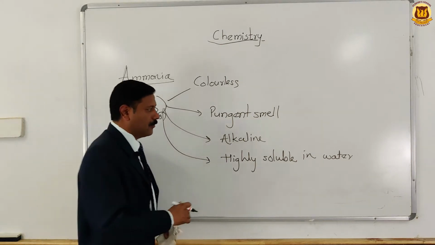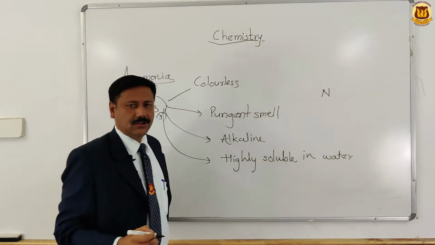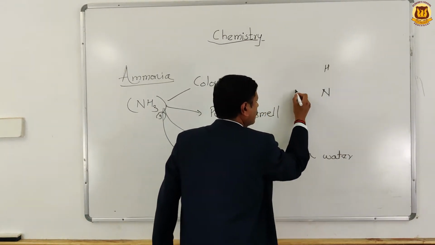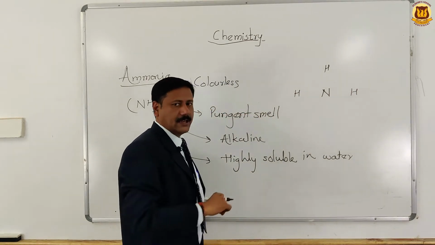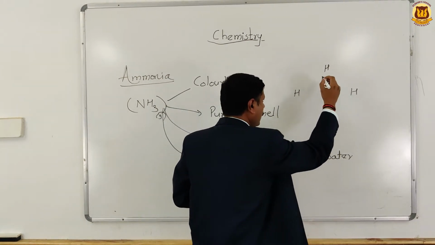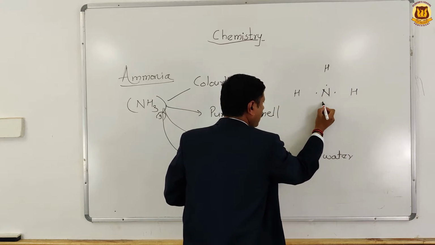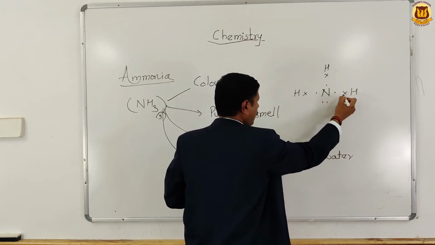Now what is the formula of ammonia? NH3. Let's draw the structure of ammonia. Nitrogen and 3 hydrogens. The number of valence electrons present in nitrogen is 5. Atomic number 7, so electronic configuration 2, 5. So 1, 2, 3, 4, 5. And 1 valence electron in hydrogen.